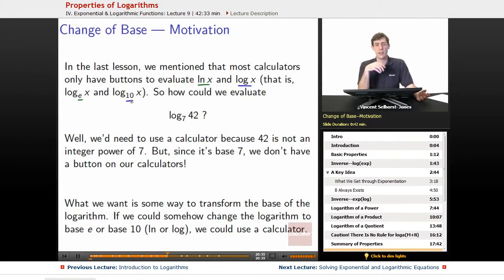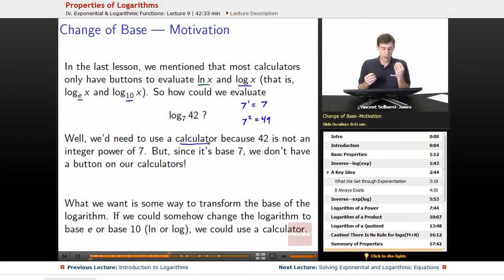So how could we evaluate something like log base 7 of 42? Well, 7 to the 1 equals 7, and 7 squared equals 49. So we see that there's no easy integer number that we raise 7 to get 42. It's not going to be an easy thing. So we need to use a calculator because 42 is not an integer power of 7. But since it's base 7, we don't have a button on our calculators.